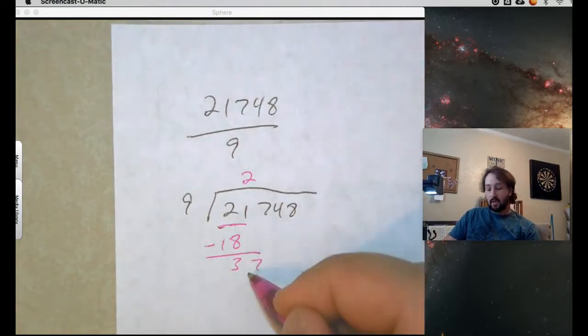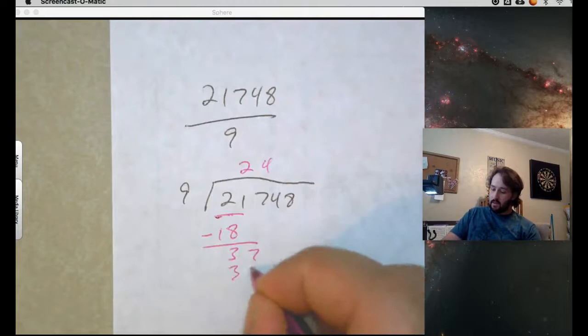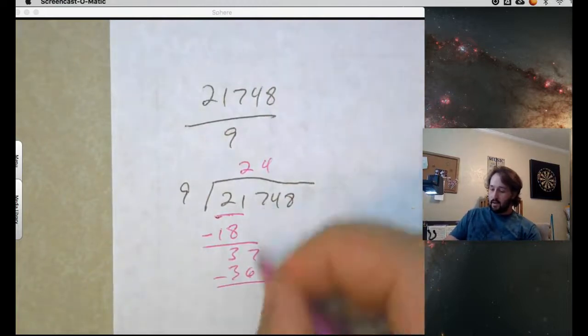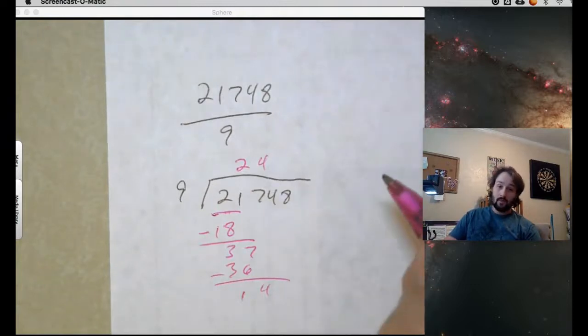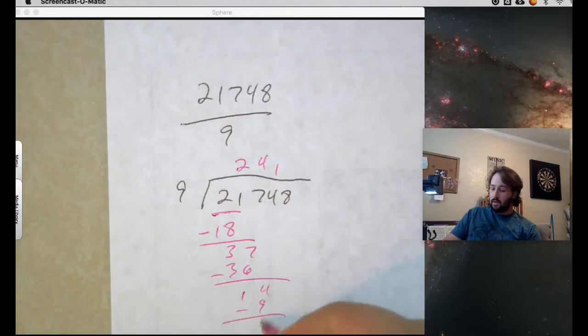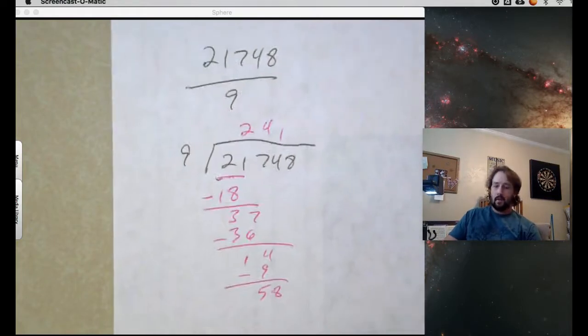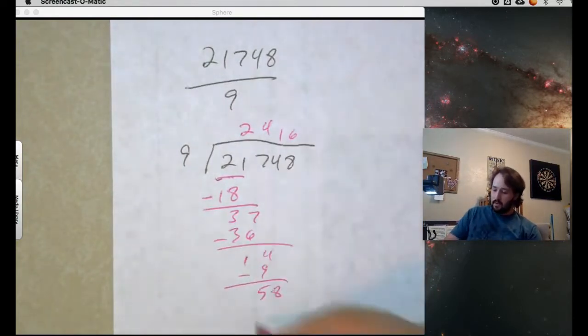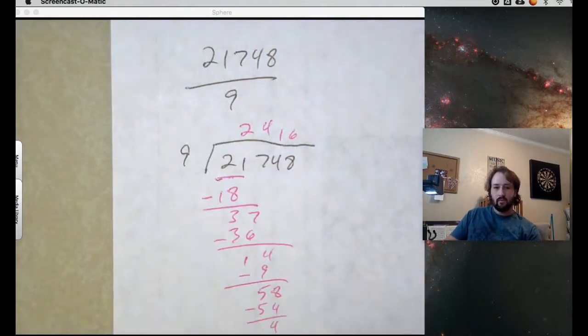So we'd say, how many times does 9 go into 37? Well, it goes in 4 times, and it's 36, and then you would subtract that. So we have 1, and then you carry down the 4. So then you'd say, how many times does 9 go into 14? Well, it goes in 1 time, so that would be 9. You'd subtract it, and 14 minus 9 would be 5. Then you pull down the 8, and you say, how many times does 9 go into 58? Well, it goes in 6 times. So you write 54, because 9 times 6 is 54, and you subtract it, and then you'd have a 4.